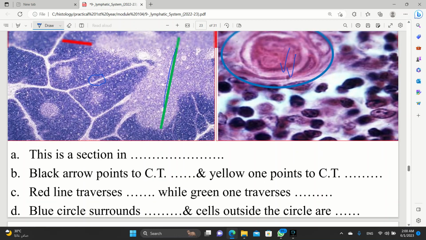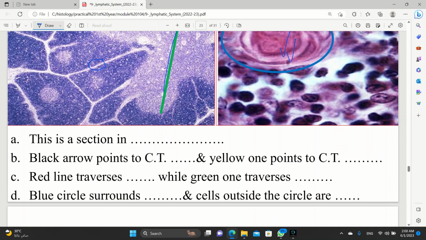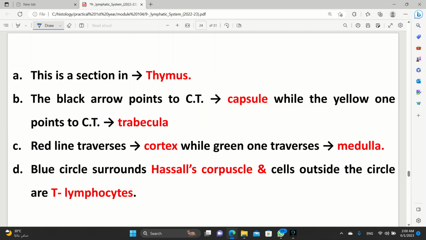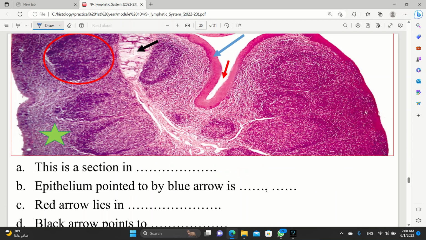Why the green one? Where's the green though? That's medulla, of course. We just mentioned that blue circle. Where's the Hassall's corpuscle? Outside that cell are the T lymphocytes. So again, that's the thymus, capsule, trabeculae, cortex, medulla, Hassall's corpuscles, and T lymphocytes.